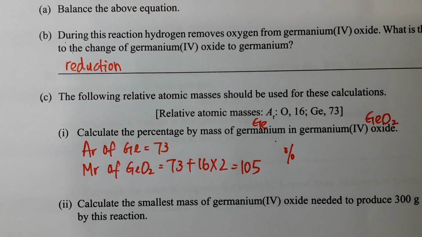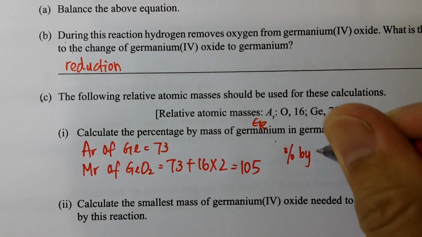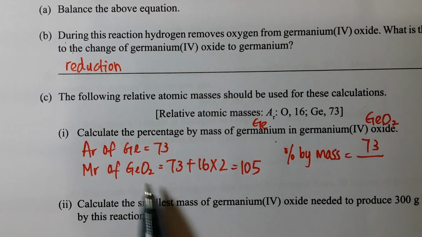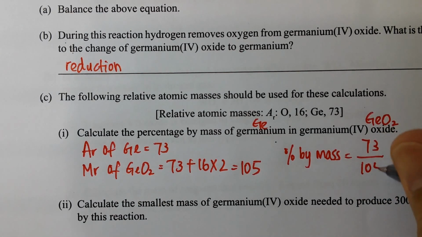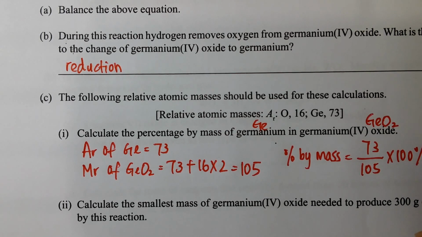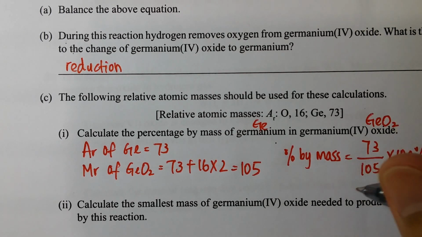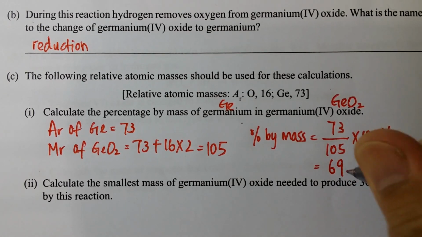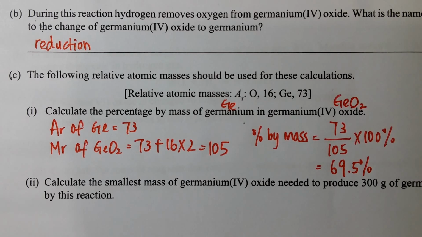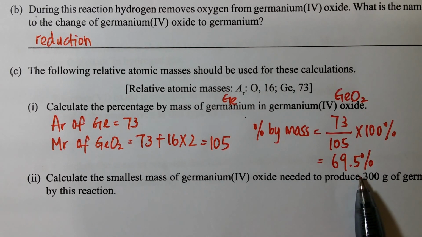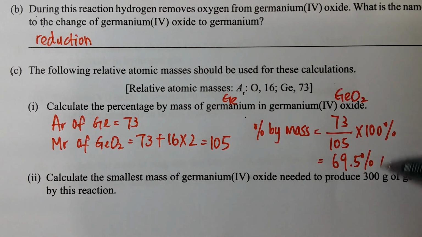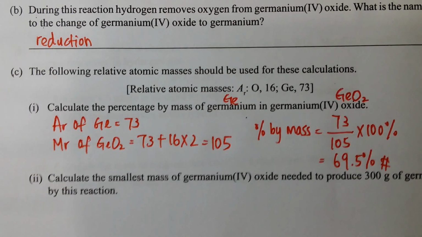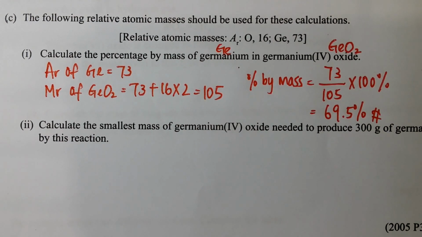So what would be the percentage by mass of germanium? So percentage by mass would be 73 over the whole thing, 105, times 100%. And that would give you 69.5%. Now always remember, the final answer must always have 3SF. Final answer must have 3SF. Now this question.